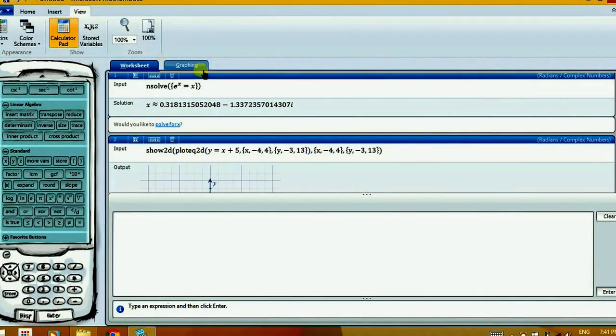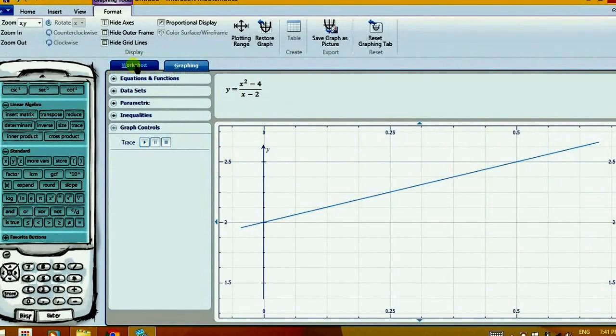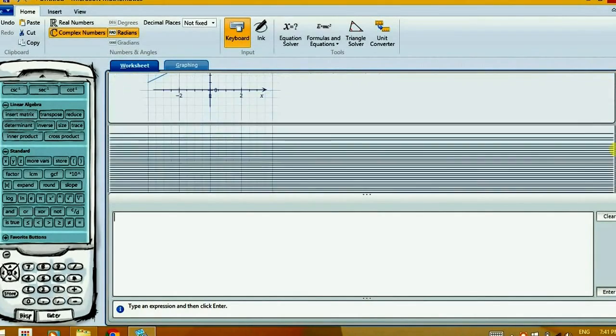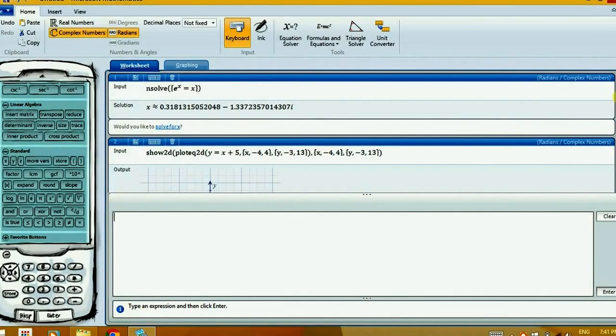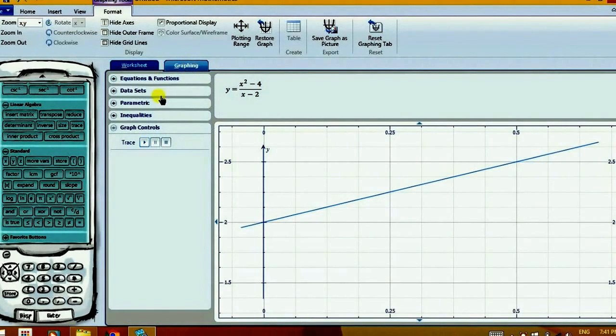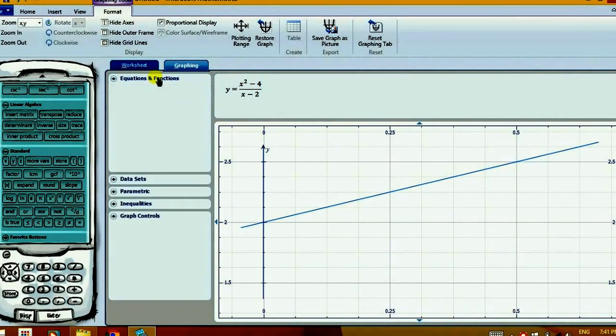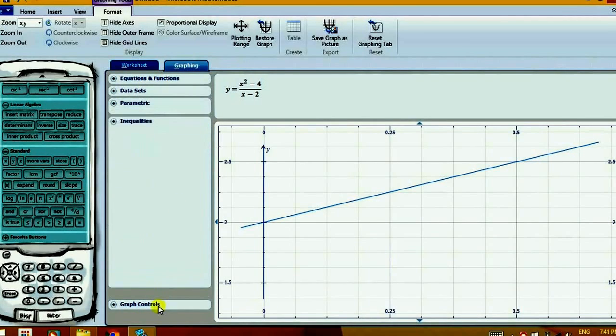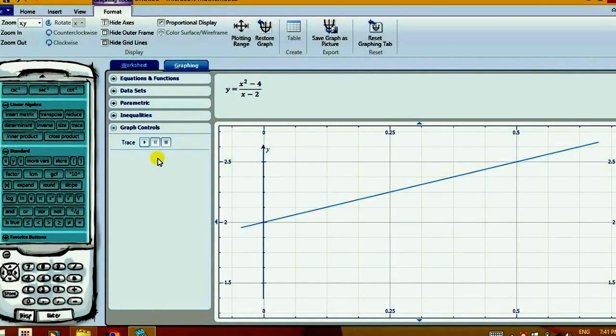That's it for this first small tutorial on Microsoft Mathematics, and we will be using it. The main things we need to learn after this tutorial are how to use the worksheet and the graphing types, most importantly the graphing types. Beyond the equations and functions I have taught you, you may use data sets, parametric, inequalities, and the graph controls as you wish, and different options in the format tool, and the calculator pad.